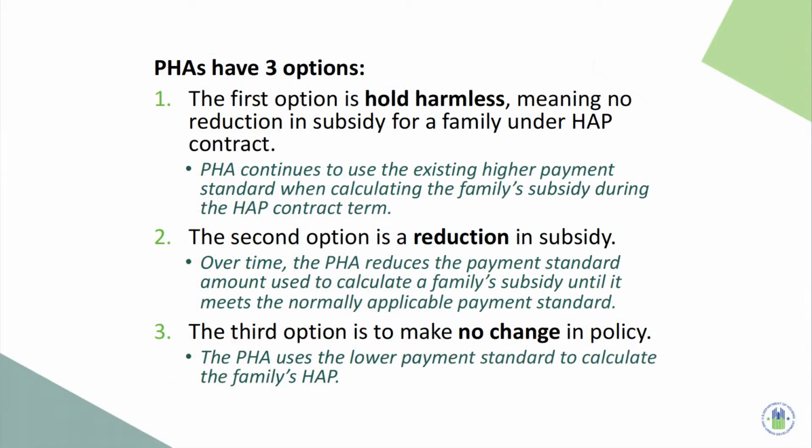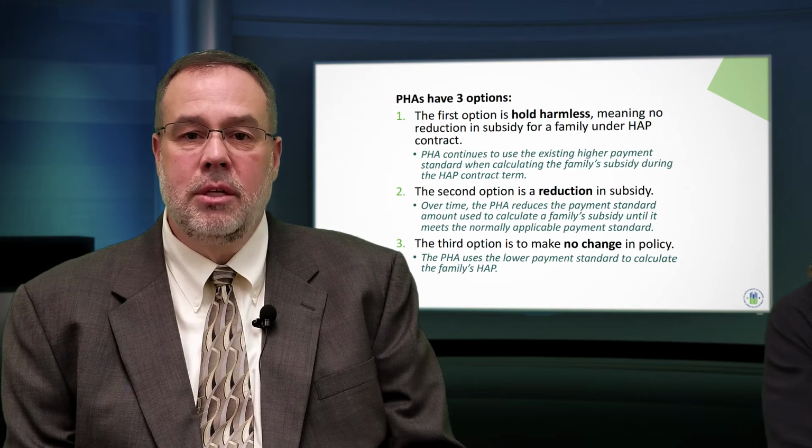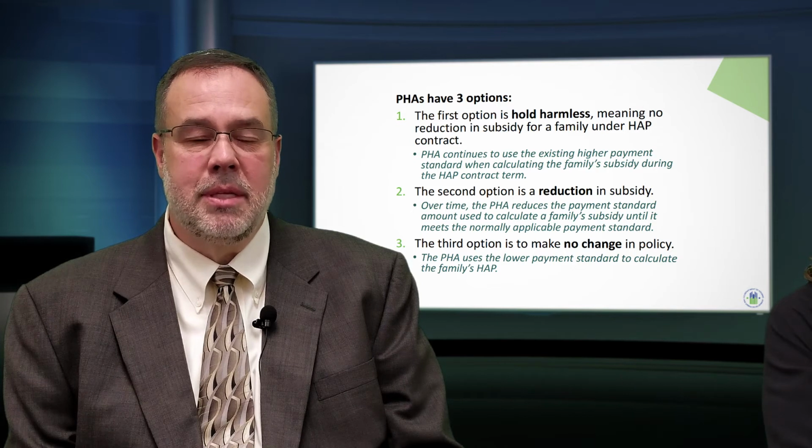The second option involves limiting the reduction of the payment standard. In this case, a PHA reduces the payment standard to a level that is above the 110% limit of the basic range. It is still below the payment standard that was in effect prior to the decrease, but not as big a drop. This above basic range payment standard may be held at this level indefinitely or reduced over time until it reaches the normal applicable payment standard amount. The third option is to make no change in policy. Under this option, a PHA uses the lower payment standard to calculate the family's HAP, which will mean a decrease in the family subsidy.